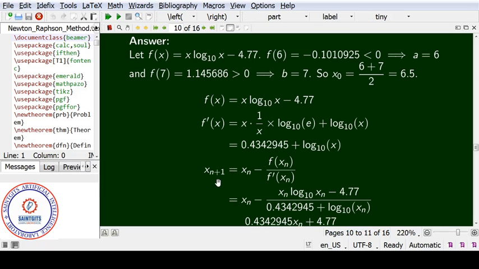Now we write the Newton-Raphson iterative formula: xn plus 1 is equal to xn minus f of xn by f dash of xn. Substitute f of xn here, that is xn into log to the base 10 xn minus 4.77.